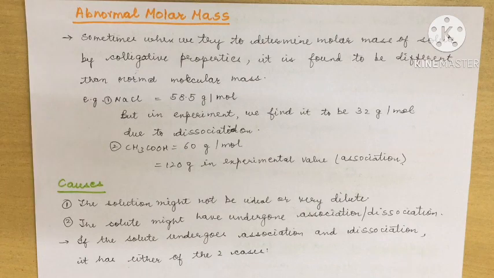Now let us take one example to understand it. Suppose we have sodium chloride. When we calculate the mass of sodium chloride, we find it to be 58.5 gram per mole. But when we find it experimentally, we find it to be 32 gram per mole. Why is it so? It is because of the dissociation of the sodium chloride.